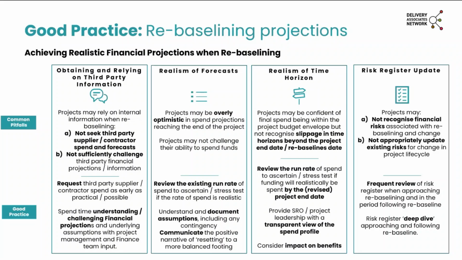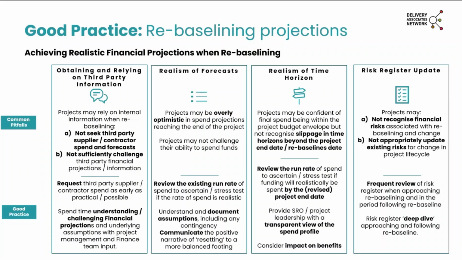As I mentioned, we're going to look at good practice to achieve the most realistic financial projections when you're carrying out your rebaseline. We're going to look at this in the context of common pitfalls and the corresponding good practice. So as I mentioned, rebaselining your budget should be rooted in evidence to the furthest extent possible. So what we may commonly see is that projects rely on internal information when rebaselining and therefore don't seek third-party supplier or contractor spend on the expected value or time horizon of spend.